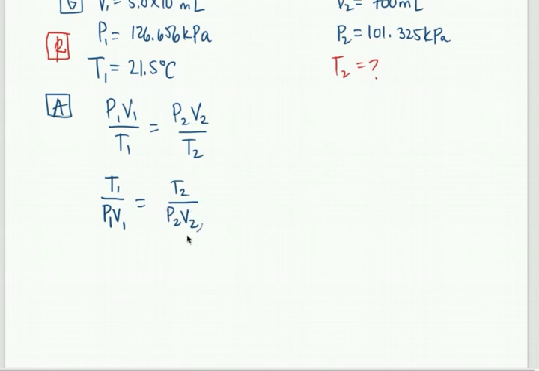So we're going to move both of these over here. Okay. So maybe I'll use a different color here. Okay, so we're going to move both of these over here because see how it's divided right now? So we're going to multiply it over. Okay, so that means T1 is now going to have pressure 2 and volume 2 beside it. And then we have pressure 1, volume 1, all equal to the second temperature.